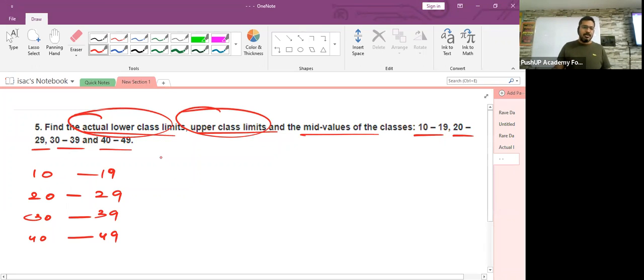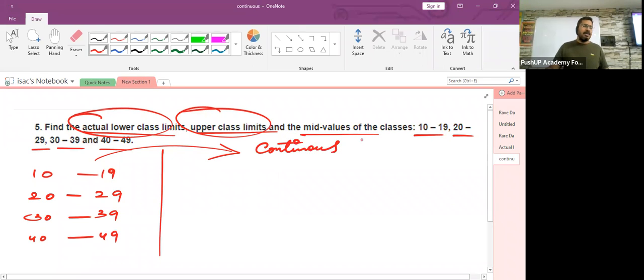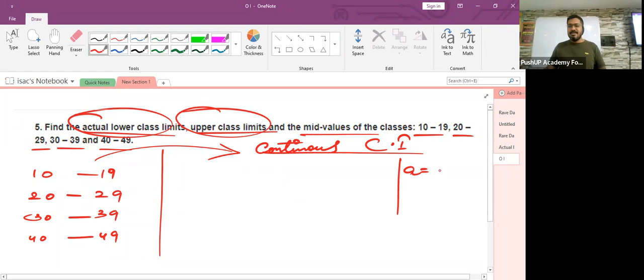Children, they are asking you to find actual lower class limit and upper class limit. Let's do it. First of all, you need to convert this into a continuous class interval, isn't it? So for conversion, what is that factor which you need? The adjustment factor. And how do we find the adjustment factor? Not average. It's the lower limit of the second class interval minus the upper limit of the first class interval divided by 2. L minus U by 2.